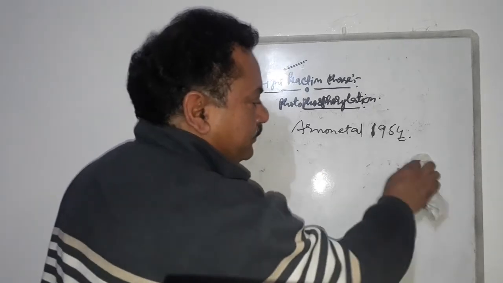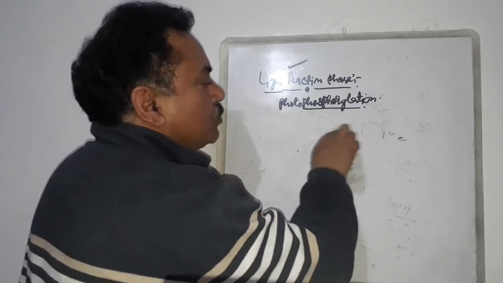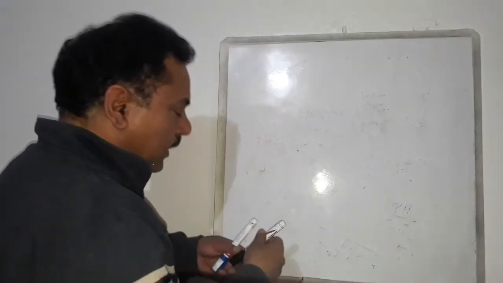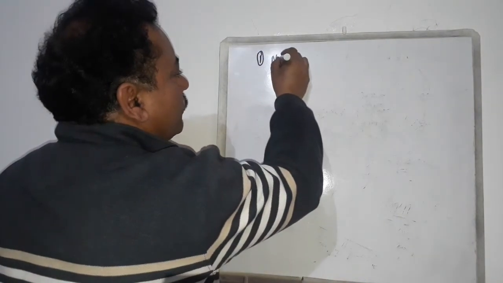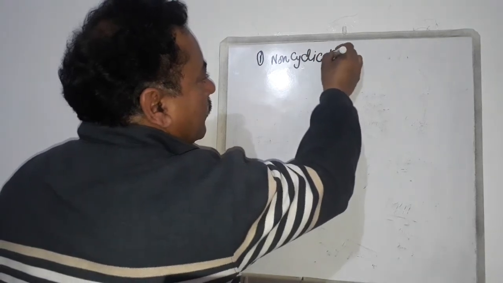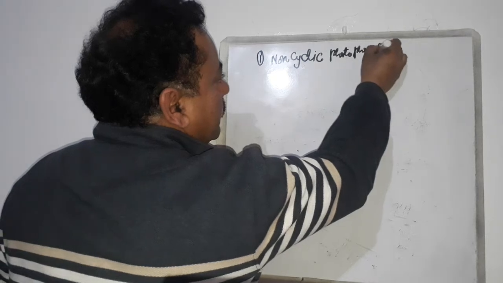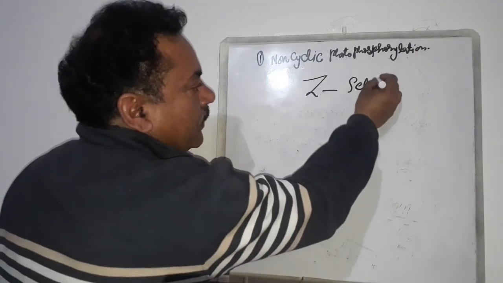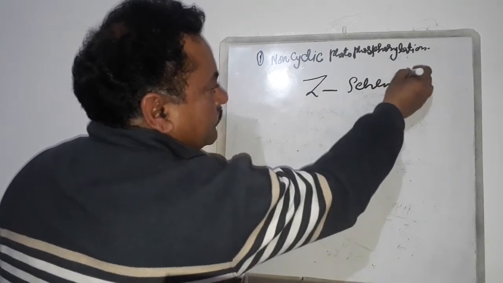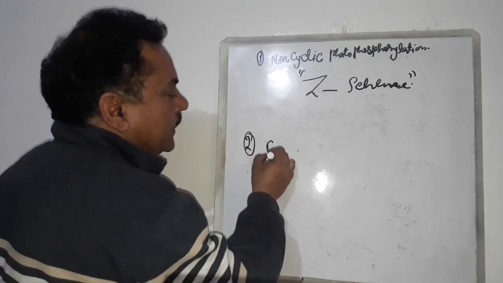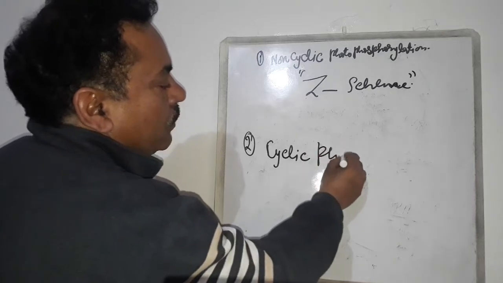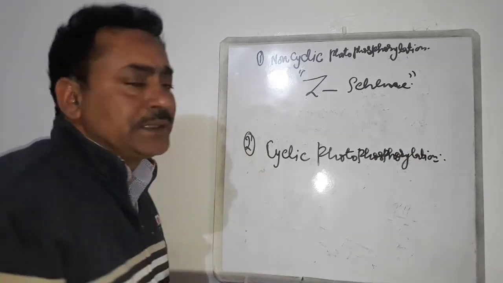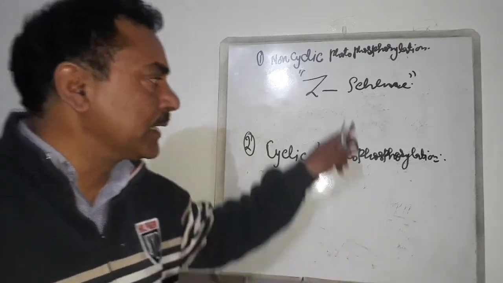Photophosphorylation is of two types. In the thylakoid membranes, it has two types, or rather two mechanisms. One type you call non-cyclic photophosphorylation, which is also referred to as the Z-scheme. And the second type is cyclic photophosphorylation. So these are the two types of phosphorylation, cyclic and non-cyclic.